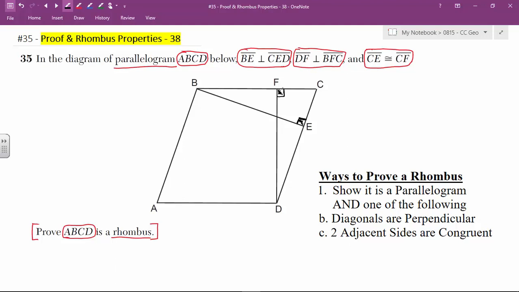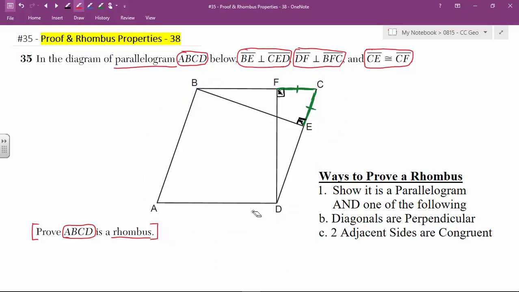Okay? And then the last thing they tell you is that side CE, this side right here, is going to be congruent to side CF, to this side here. What they want you to accomplish is to prove that ABCD is a rhombus. They want you to prove that this parallelogram, the whole entire thing, is a rhombus.